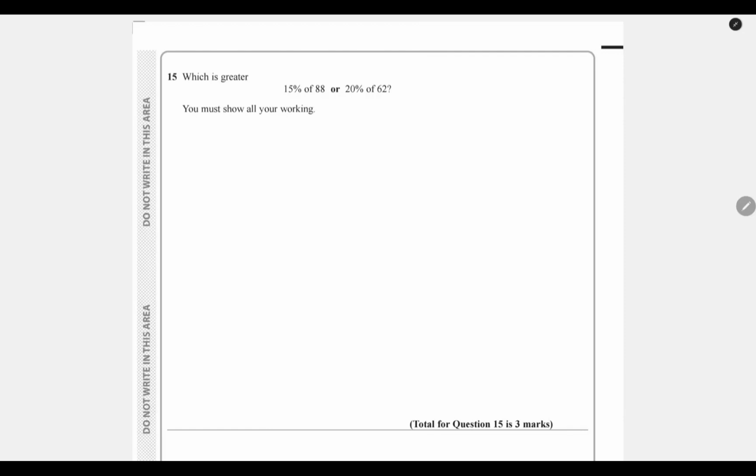Question 15 says, which is greater, 15% of 88 or 20% of 62? You must show all your working. So the first thing that we can do is change our percentages into decimals and then put them into our calculator. So 15% is the same as saying 0.15 because you divide by 100. And so 15% of 88 is 88 multiplied by 0.15, and that's equal to 13.2.